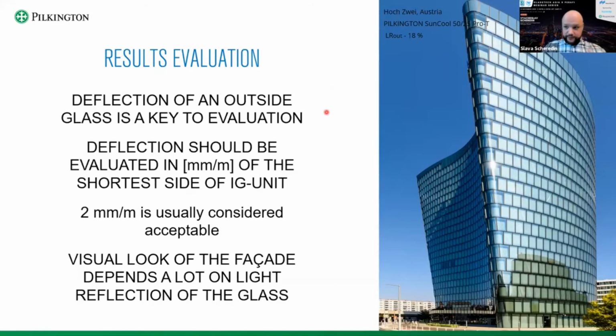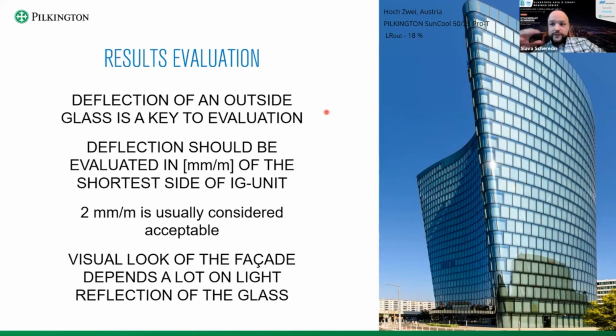So I will sum up all of the points I've covered. Deflection of the outside glass is the key. All of the glass deflects, but for us, the outside glass is very important. Furthermore, if you're using high-performance glass with a coating, it's usually a little bit more reflective than the normal one, giving you another reason to look specifically at the outer glass.